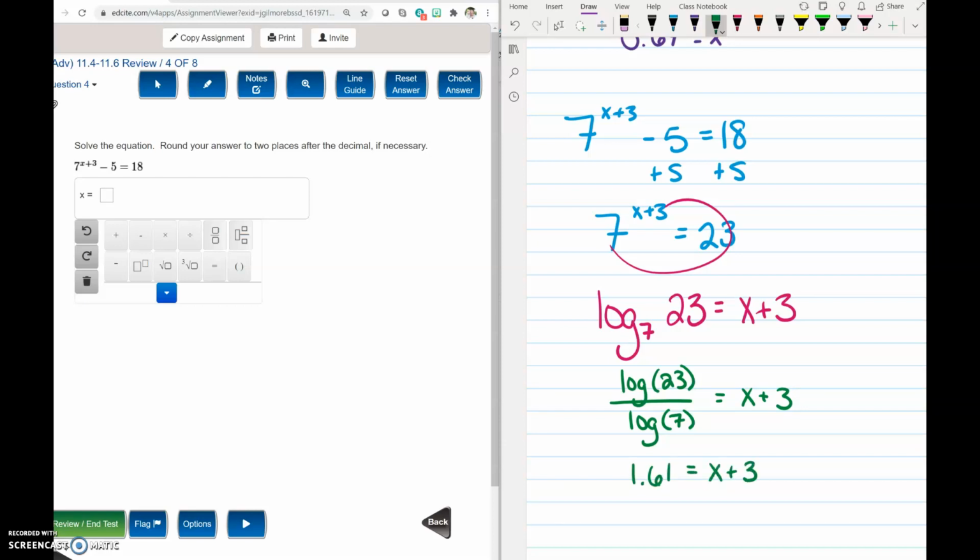And then to finish solving this, you would subtract 3 on both sides. So 1.61 minus 3 gives us negative 1.39.